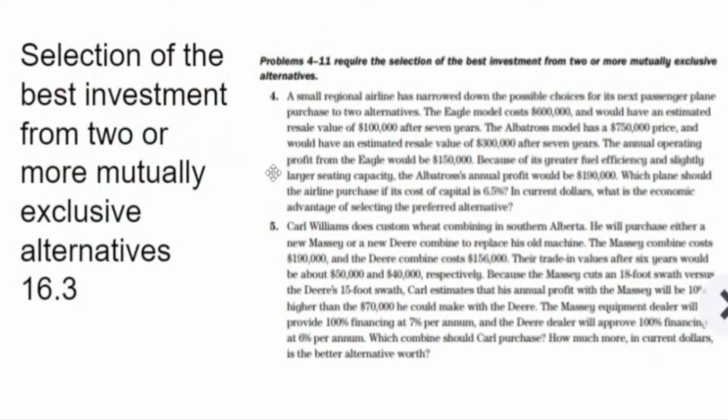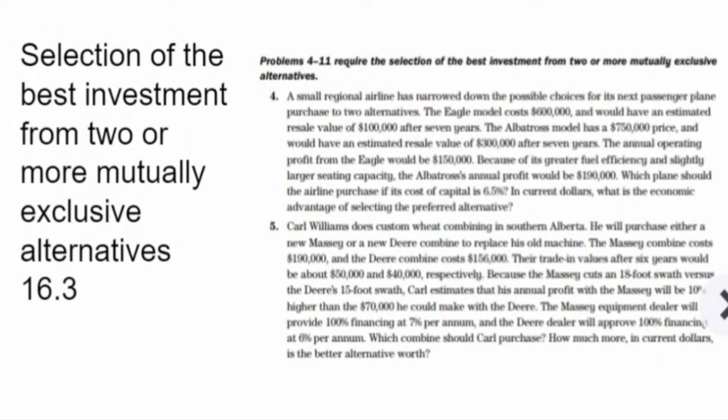So I just want to take a look at number 5, or have you take a look at number 5. Number 5 says, Carl Williams does custom wheat combining. He has a combine harvester in southern Alberta. He will purchase either a new Massey or a new John Deere combine to replace his old machine. The Massey combine costs $190,000 and the Deere costs $156,000. The trade-in values after 6 years would be $50,000 and $40,000 respectively, because the Massey cuts an 18-foot swath and the Deere is only a 15-foot swath.